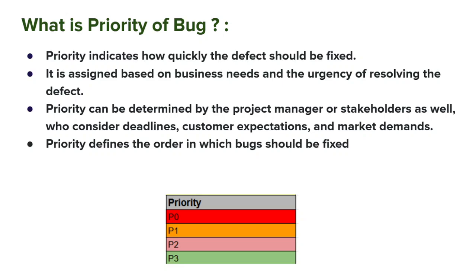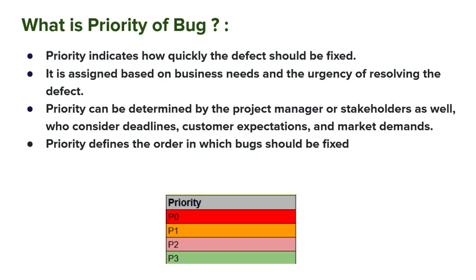It is assigned based on business need and the urgency of resolving the defect. Priority can be determined by the project manager or stakeholders as well. Normally, whenever you are logging the issue as a QA, you will give the priority, but we have to understand that priority can be changed depending on the requirement. Priority can be changed by the project manager. Priority can be changed by the development manager as well.